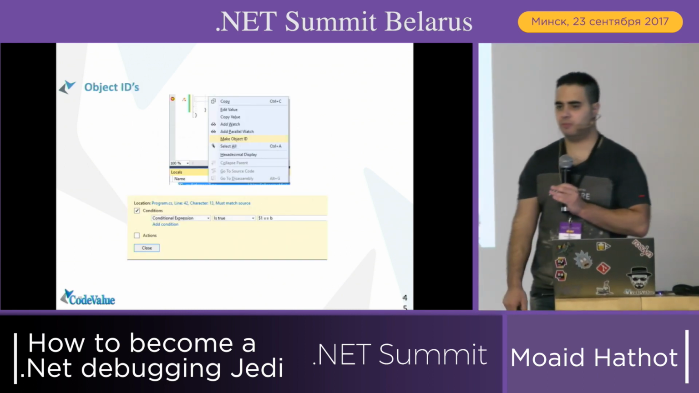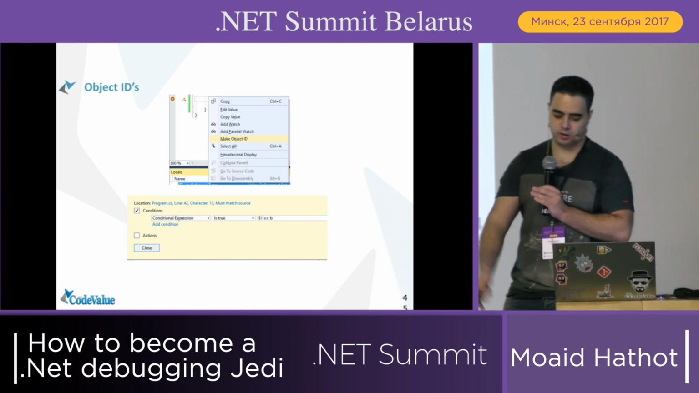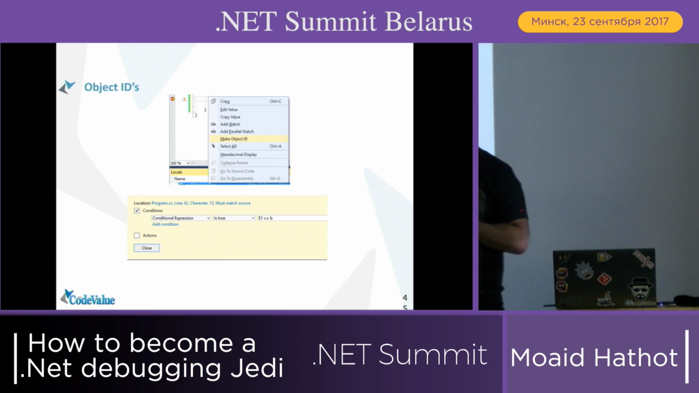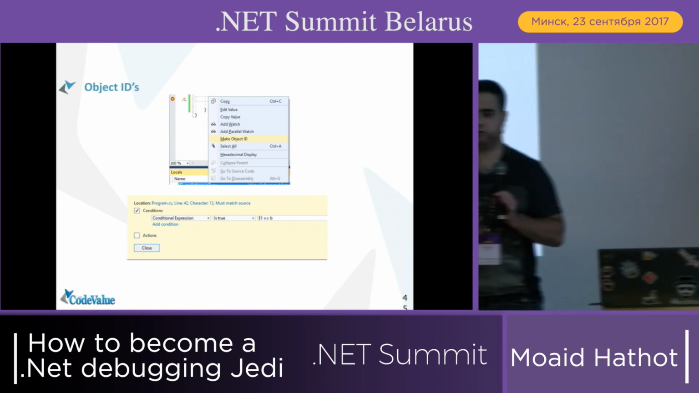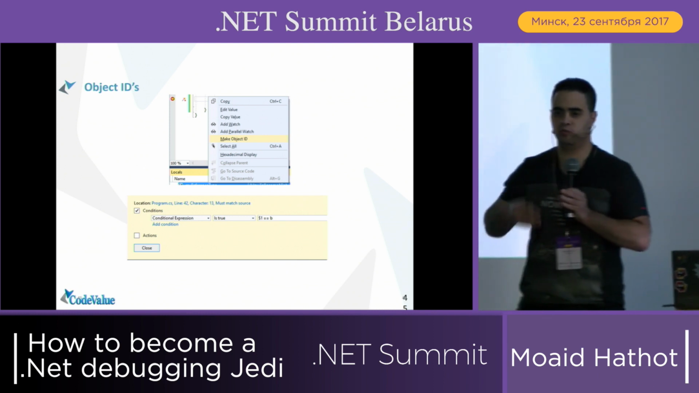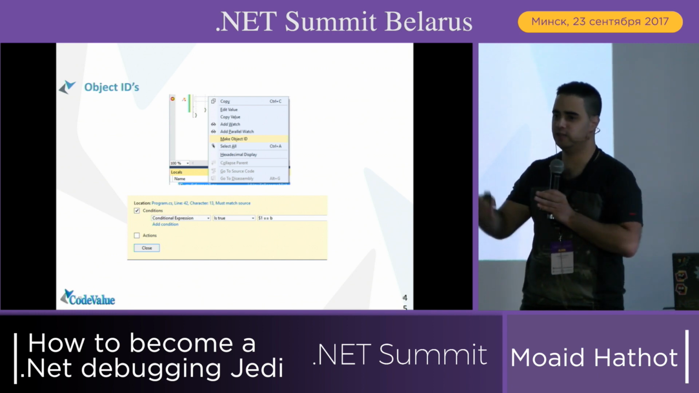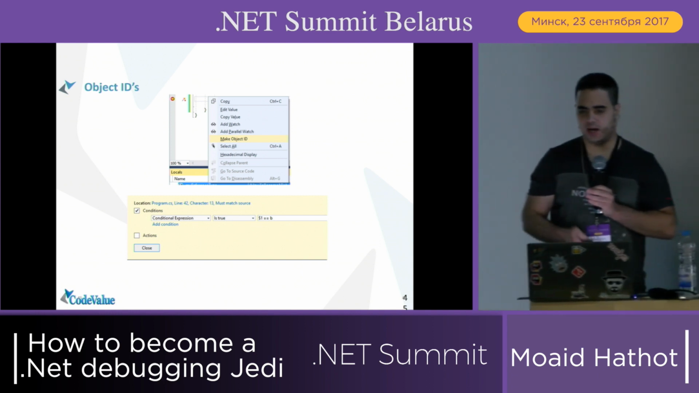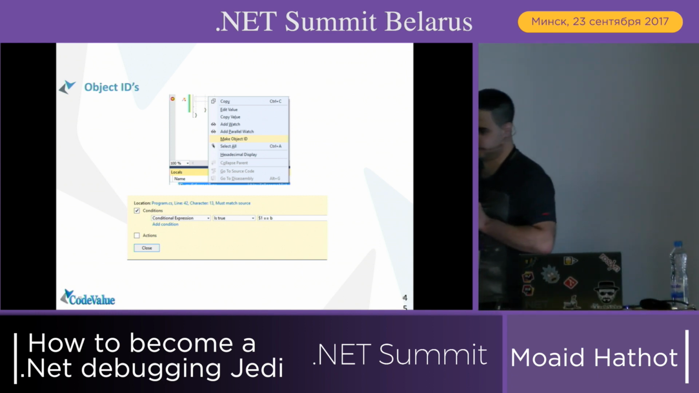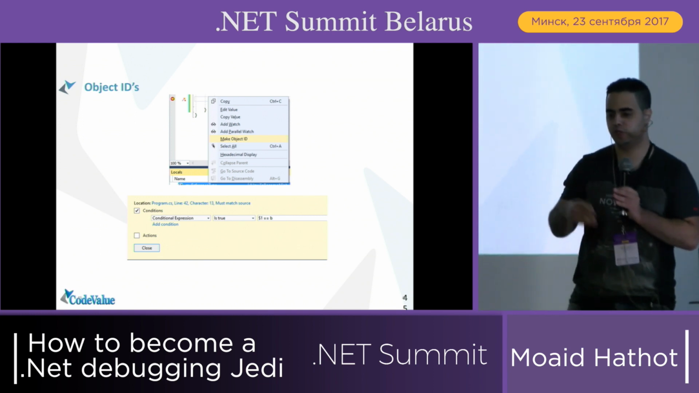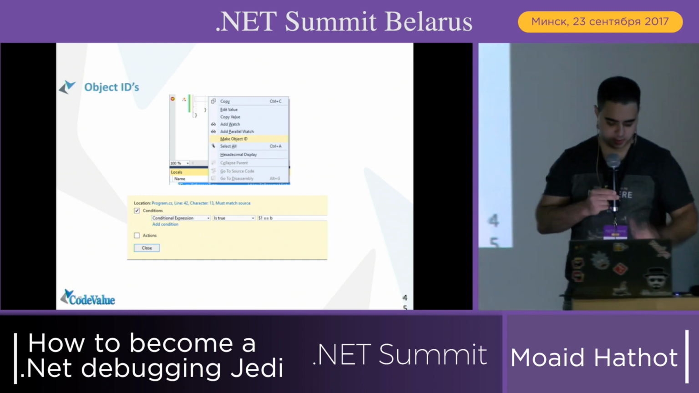Okay, but something even cooler is an object ID. So let's say that we are currently in some class, in some method, and there's some object whose behavior and state we want to monitor. But we want to do that later on, when the object is out of scope and we don't have a reference to it. So what we can do is generate an ID for this object, and then we can reference this ID either in the watch window, the immediate window, or even in a conditional breakpoint. So let's see how we can do it.